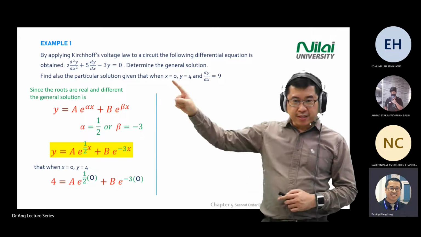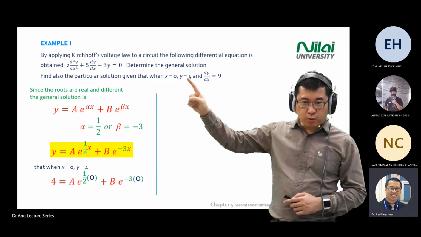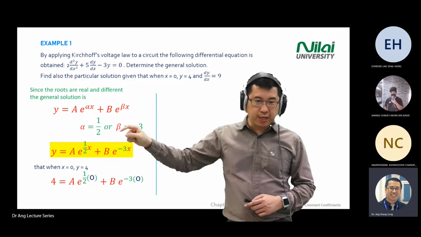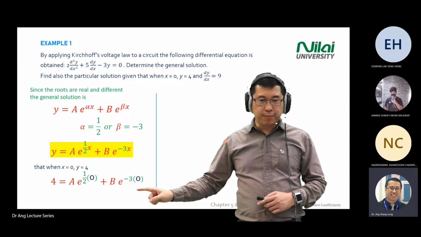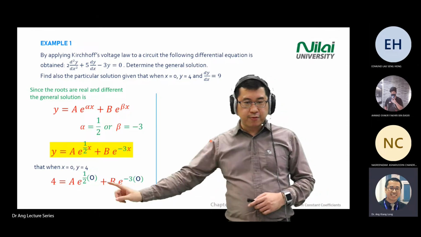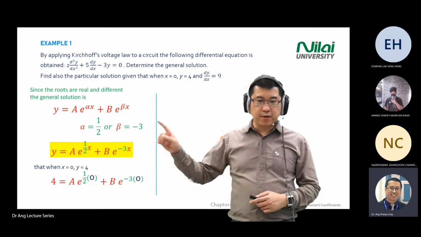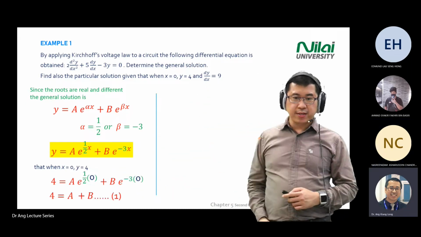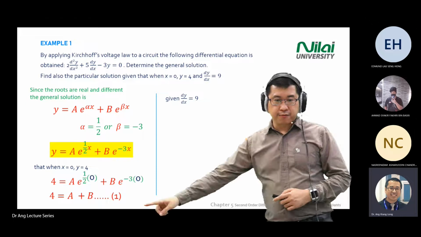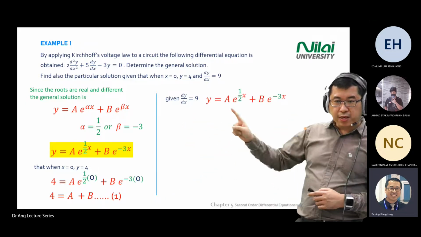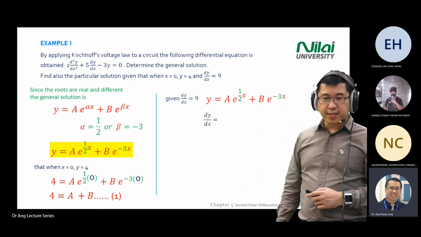Remember, this statement, x equal to what, y equal to what, dy dx equal to what, is to solve your A and B. Now, Nizam already solved for the first equation, 4 equal to AB, but you need another equation to solve A and B. You are using dy dx. Okay, so this is the first equation. Next, you use dy dx. So you have the y equation. You do the dy dx.